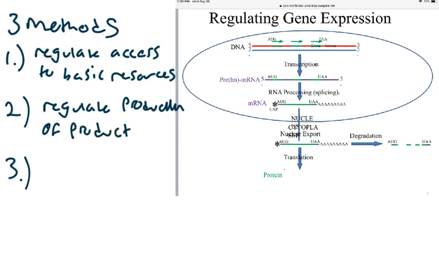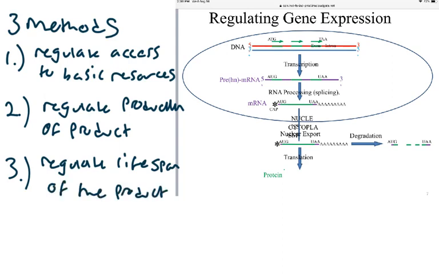And finally, we can regulate the lifetime or the lifespan of the product. And so essentially in this diagram here, we have our transcript being produced. It's going down, going through alternative splicing, getting the 5' cap and poly A tail added. Those are all post-transcriptional modifications.